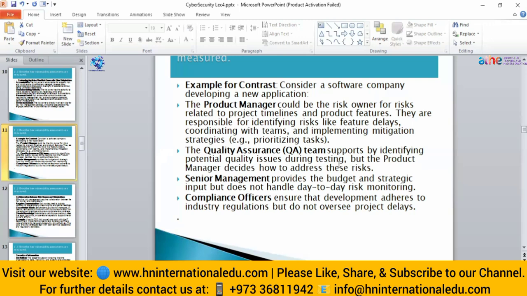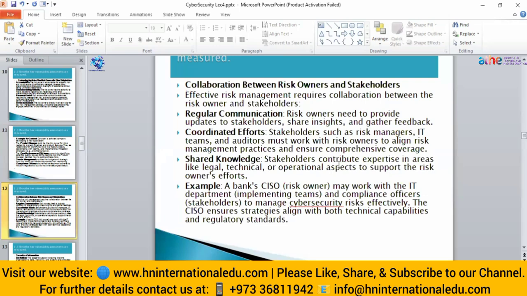Now we have the senior management, and similarly the compliance officer, who are also playing a supportive role during this. Now, for effective risk management, you need to collaborate with the risk owner and the other stakeholders. Not a single person can manage that risk if it is at a larger scale. So you need the collaboration of others, because you do not have that kind of authority to implement some resources. So they need to collaborate with others.